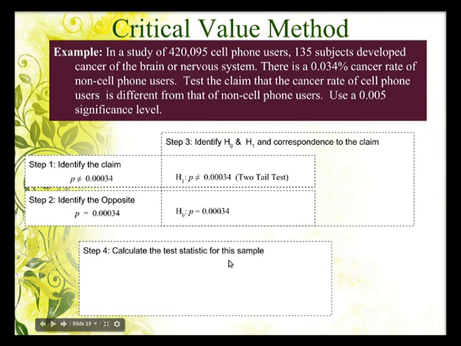So let's calculate the test statistic for this sample. P hat in this case will come from my sample, 135 subjects that developed the cancer out of 420,095 cell phone users. P in this case of course comes from the null hypothesis, 0.00034, and Q then is 0.99966. N of course is 420,095. So plugging all this in, I get a test statistic of negative 0.66.